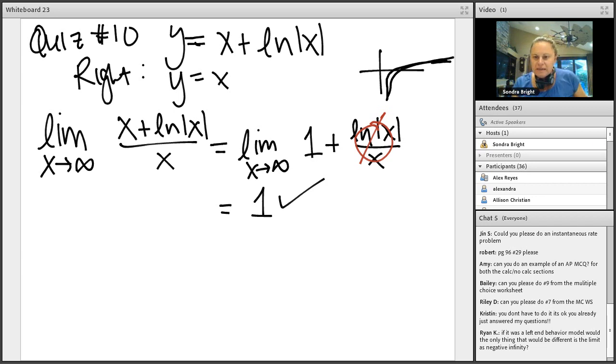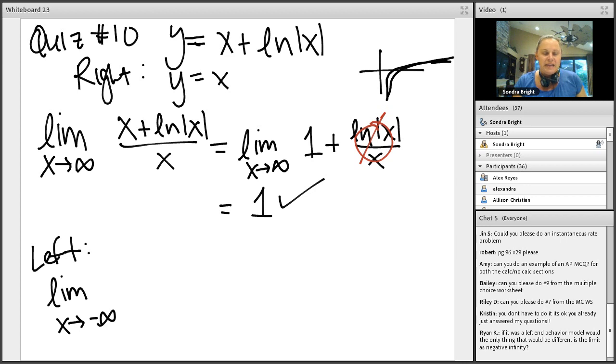If it was a left end, the only thing that would be different is that if it is a left end behavior model, you're going to be taking the limit as x goes to negative infinity each time.